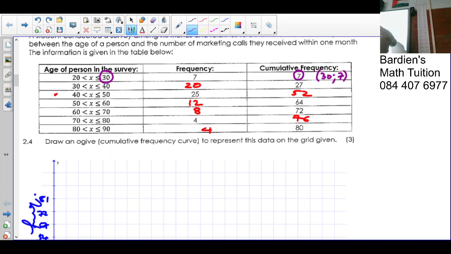which is 7. Then we have 40 and 27. Can you see that, people? We have 50 and 52. Then we have 60 and 64. Then we have 70 and 72. Then we have 80 and 76. And 90 and 80.